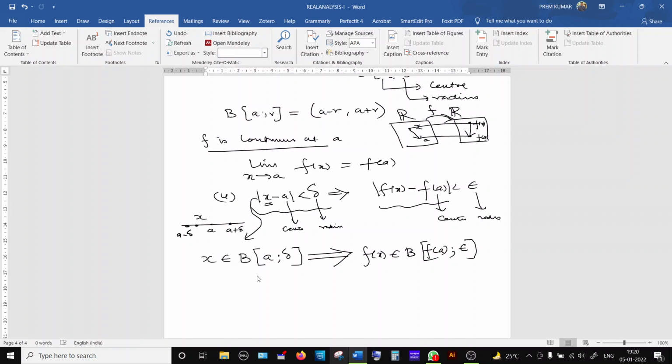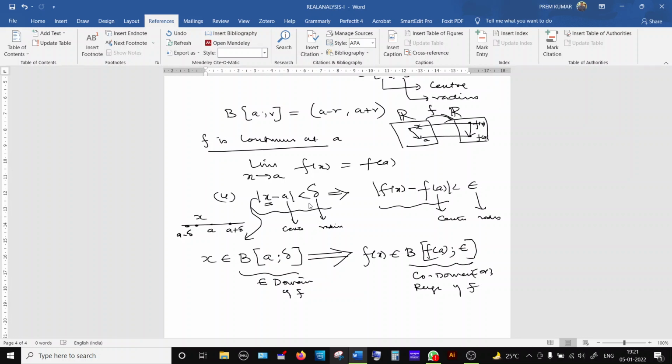Very important is, this open ball is in the domain of f, and this open ball is in the codomain or range of the function f. So that's all. Hereafter we can define a continuous function from the real line to the real line in terms of open ball. So I just explained to you.